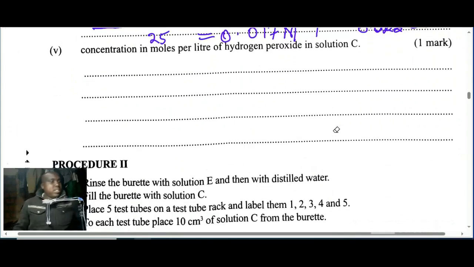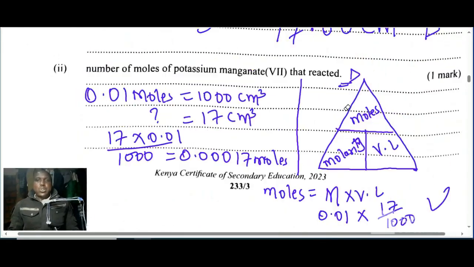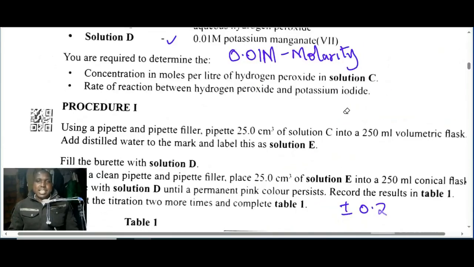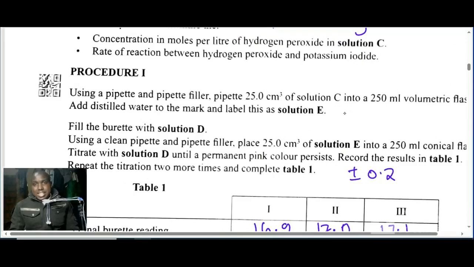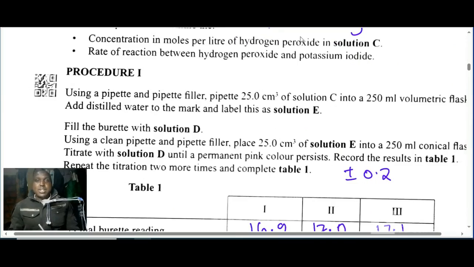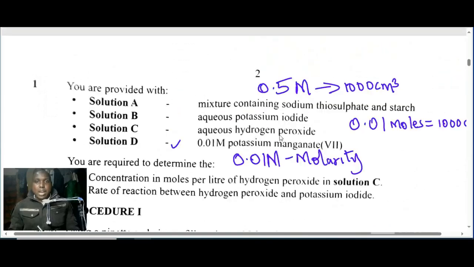We will move to the next question. Concentration in moles per liter of hydrogen peroxide in solution C. Very, very important. So here, that's what I want you to understand. Remember what we did. Solution E ni nini? So let me take you back here. Solution E, this is where you need to understand. Solution E is actually sodium and hydrogen peroxide. Solution C acquires hydrogen peroxide.